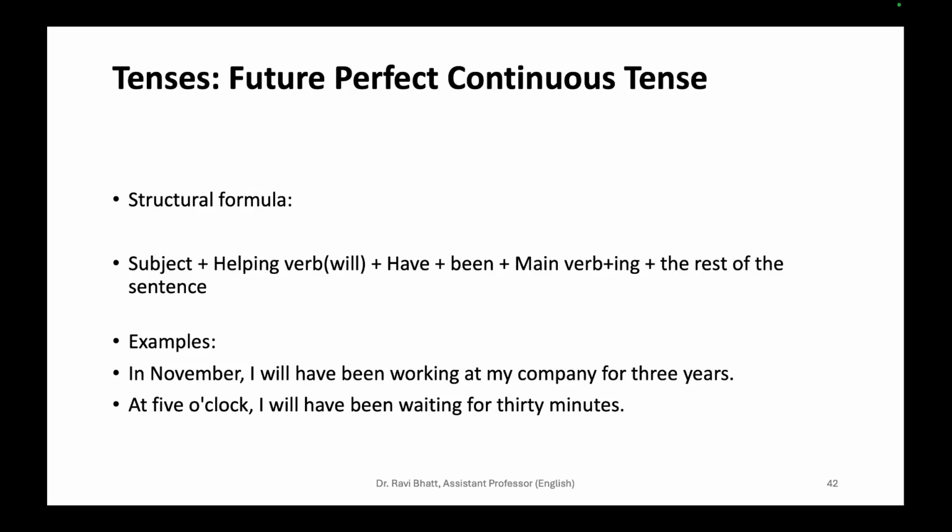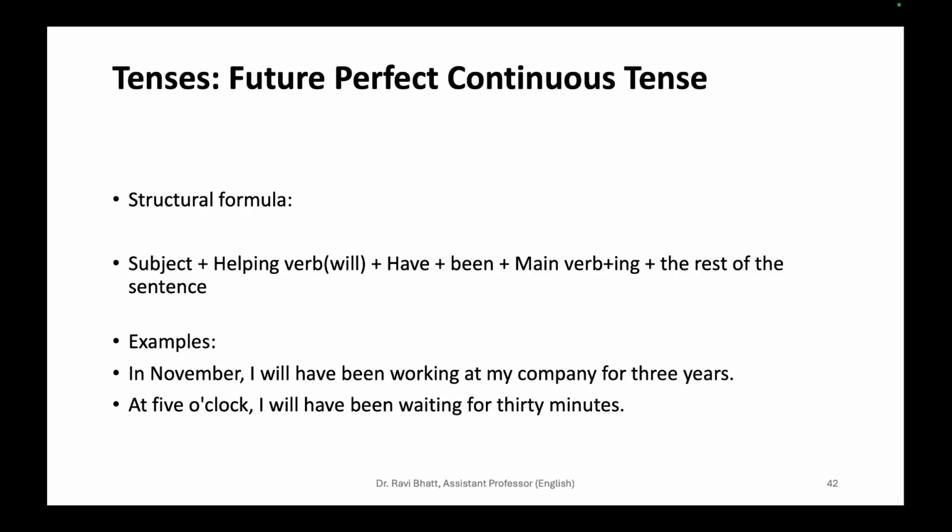For example, when I say in November I will have been working at my company for 3 years, that means I'm still working for my company, and in November I will still be working for my company. So an ongoing action, and the time of reference is future. For example, right now say it is April. Now by November I will have been working for this company for 3 years. So I'm giving a time reference in the future and talking about an action which is still going on.